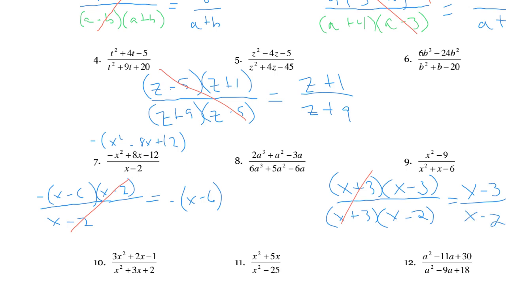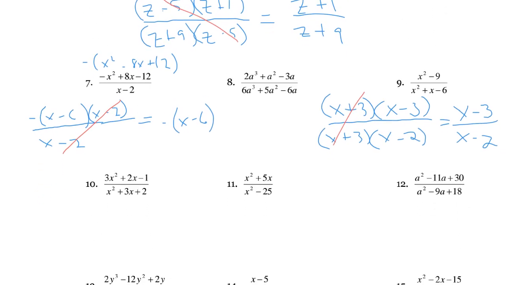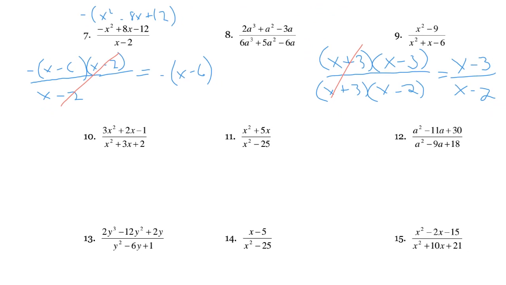Can't cancel the x's, don't fall into that trap, and you can't cancel negatives or subtraction or anything weird like that. So just leave it as x minus 3 over x minus 2.